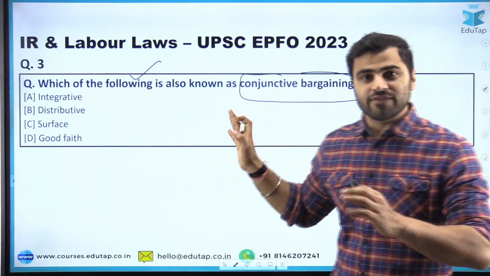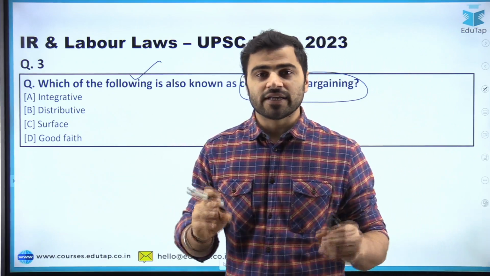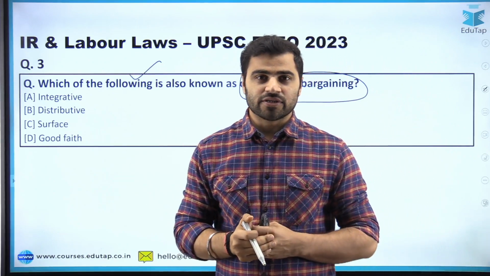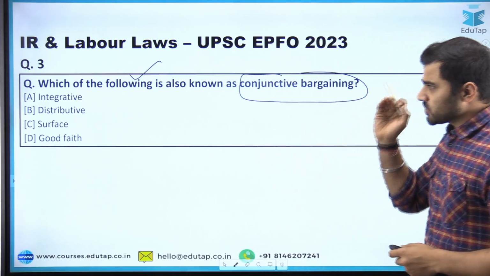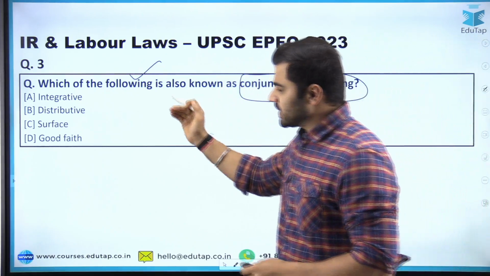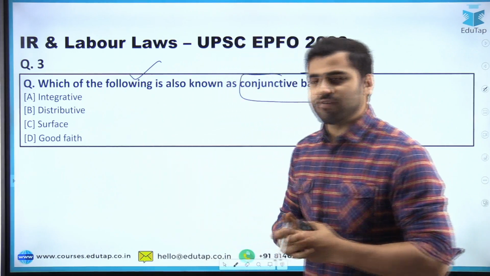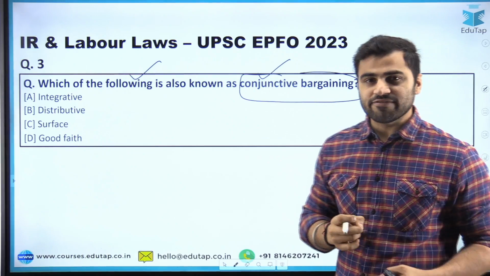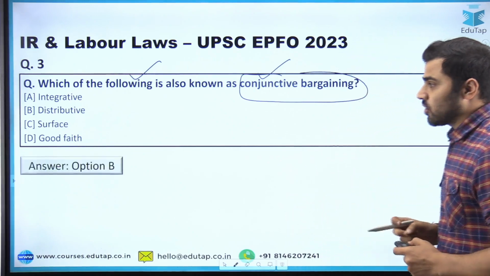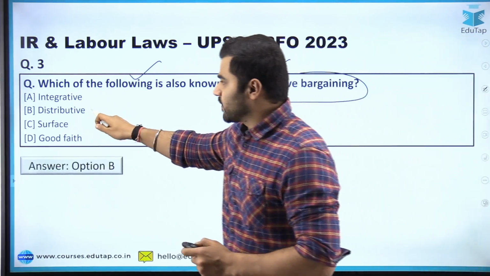Guys, these questions are very important and they have a high probability of being asked in the examination. So you have to cover these questions at any cost, right? Your options are integrative, distributive bargaining, surface bargaining, or good faith bargaining. Which of the following bargaining is also known as conjunctive bargaining? The right answer is option number B, that is distributive bargaining, right?